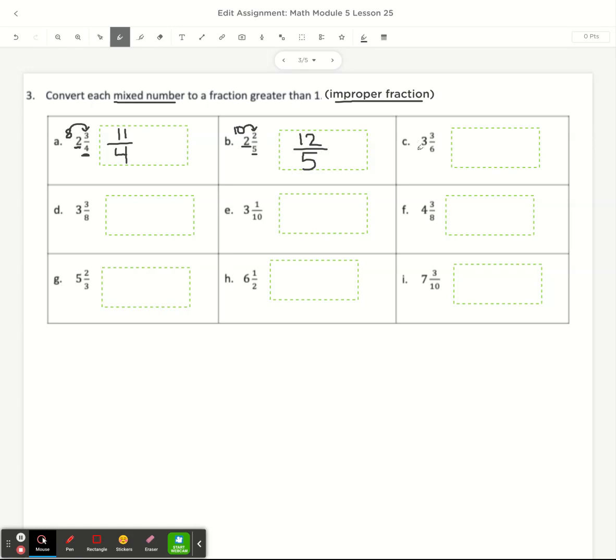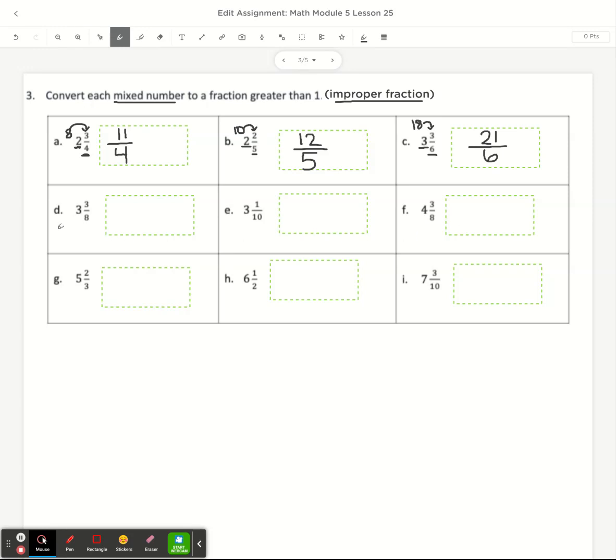So let's look at part C. We have 3 3/6. Again, I could start off by changing that whole number to a fraction in sixths, or I can just multiply that whole number times the denominator. 3 times 6. Well, I know that 3 times 6 is equal to 18. And now I can just add it to that numerator. So then I can do 18 plus 3, which is equal to 21. And again, I'm not messing with the denominator. I keep it the same. So then it just becomes 21/6.